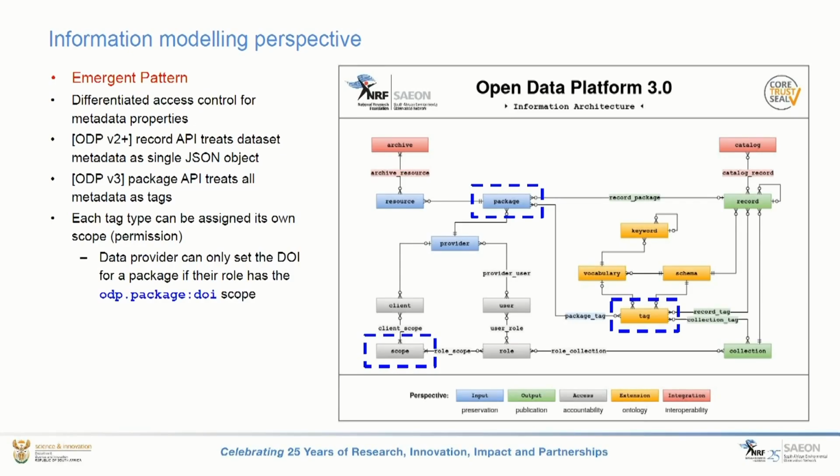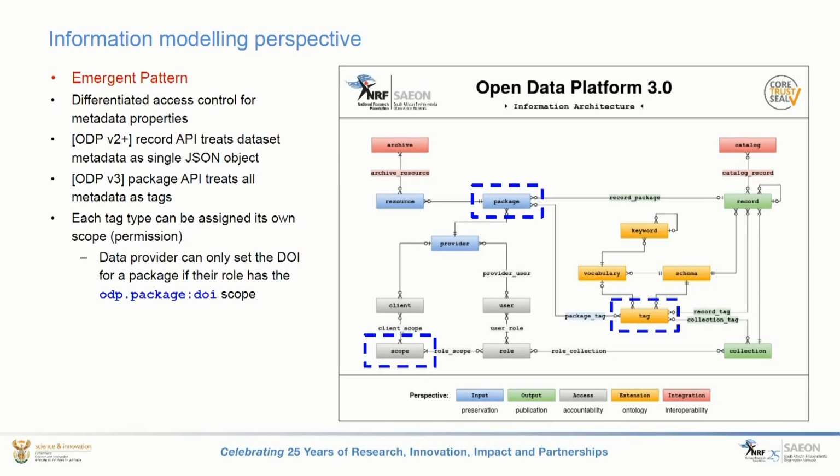So what this means is, in the current platform we've got a record entity, a record API, which treats dataset metadata as one single big JSON object that gets validated against a well-known schema. In version 3, we're working with a new package API handling the submission side of things, and the package API treats metadata as a collection of tags. For example, we have tags for dataset contributors, for geographical extent, temporal extent, and so on and so forth. Now, because tags can each be associated with their own scope or permission, we can control who can create particular pieces of the metadata.